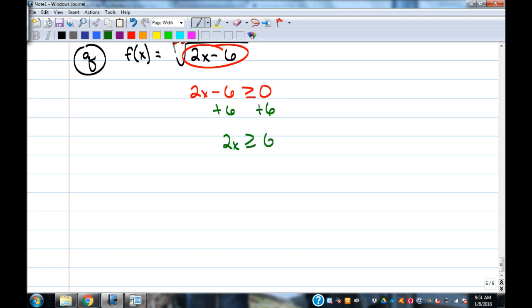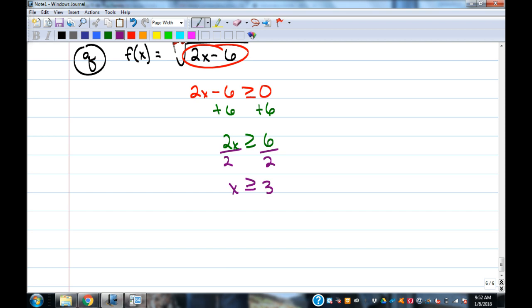Greater than or equal to 6. Don't forget the rules about if you divide or multiply by a negative that you've got to flip the symbol around and all that fun stuff. All that stuff still applies. You don't have to do any of that on this problem. But it says that x is greater than or equal to 3.